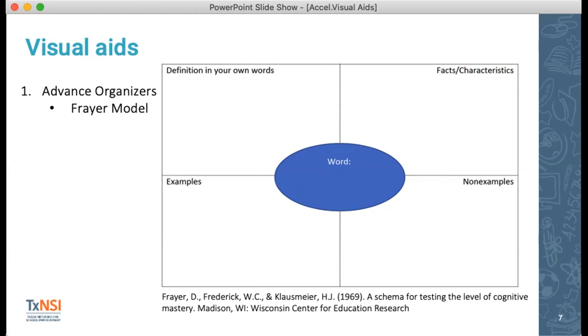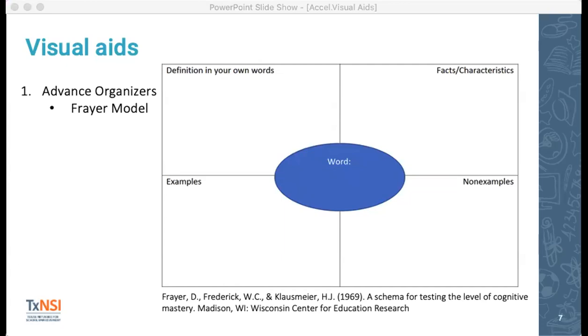So the word goes in the middle. Then you write the definition in your own words. You write facts and characteristics of the word. You show examples and you show non-examples. The non-examples sometimes are the hardest part for kids. They're like, wait a minute, I can show you 3 examples, but what do you mean non-examples?